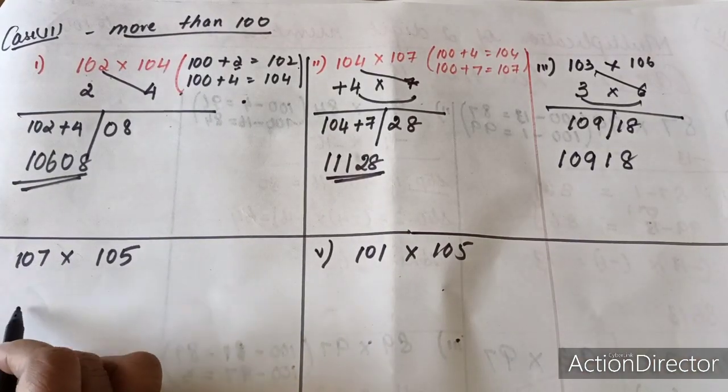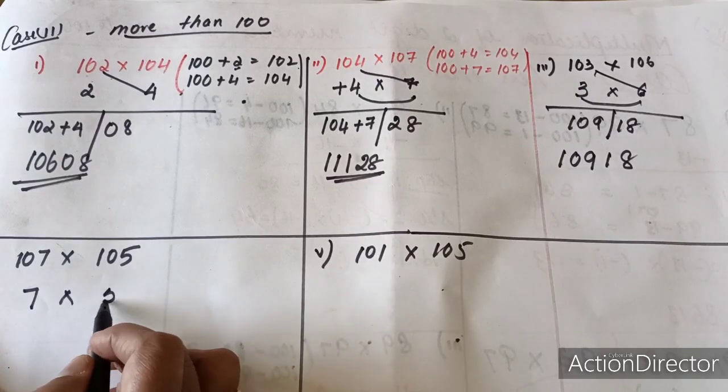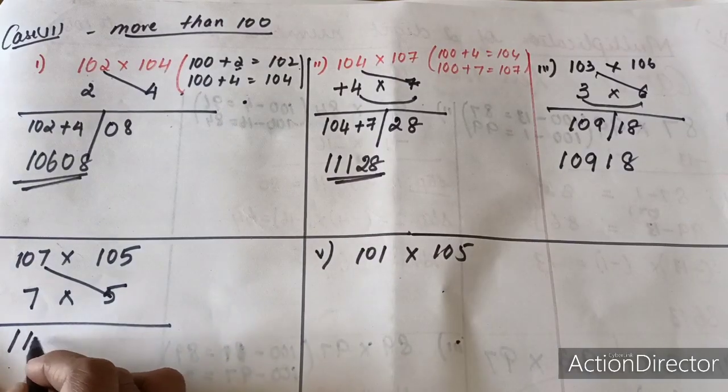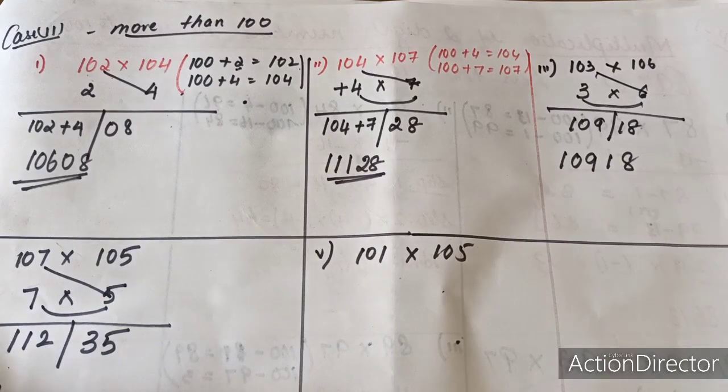So let us do one quickly. 100 plus 7 is 107, 7 here, and 100 plus 5 is 105, so I will write 5 here. Now 107 plus 5 is 112 and 7 5s are 35. So my answer is 11235.